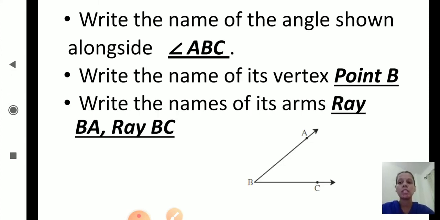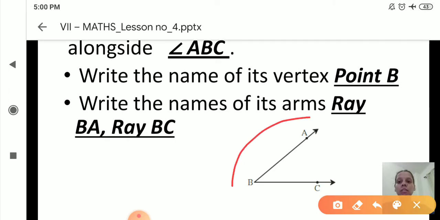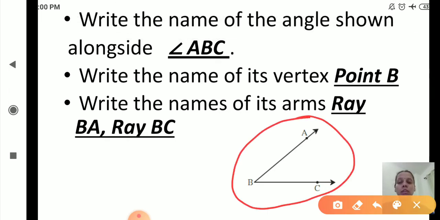As you can see here, one figure is given. You will write down the name of the angle. What is the name of the angle? Angle ABC is the name of the angle. Now write the name of its vertex. Vertex is point B, right? Write the names of its arms. Which are the arms here? Ray BA and ray BC are the arms of the angle. So the name of the angle is angle ABC, vertex is point B, and arms are ray BA and ray BC.